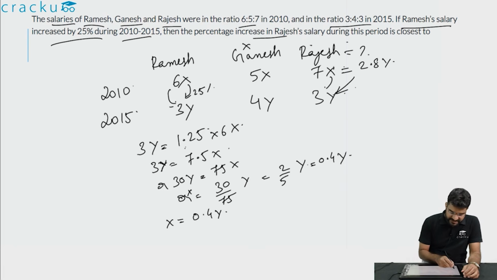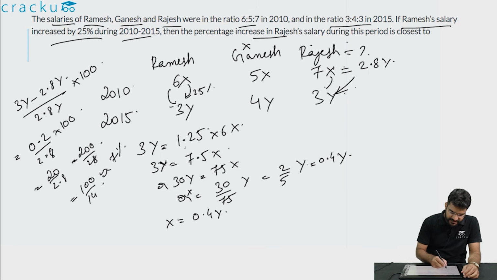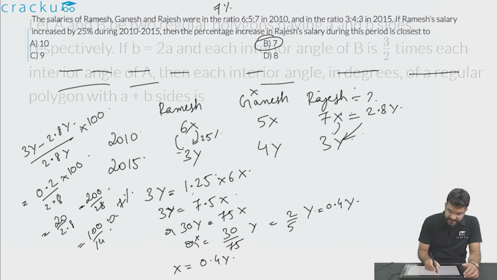So the percentage increase in his salary is (3y minus 2.8y) divided by 2.8y, into 100. We are looking for the percentage increase. So this will be 0.2 by 2.8 into 100, or 20 by 2.8, which equals 200 by 28, or 100 by 14. So this will be roughly around 7%. One of the options given is 7%. So the correct answer in this case is 7%, which is 100 by 14, approximately equal to 7%.